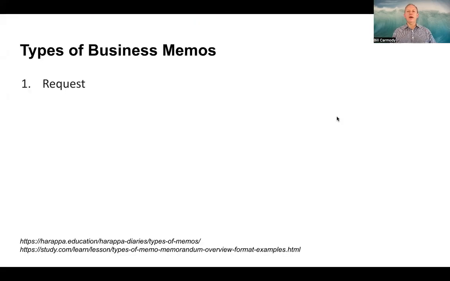The first is a request. Anytime someone wants to make a request inside of an organization, they'll often use a business memo. The request specifies what specifically you are looking for and by when. So you might be looking for office supplies, so you could have a memo that requests office supplies, or you might be requesting additional budget, or additional team members, or you might be making a request for even a meeting. So there's all types of different ways you would make a request inside of an organization. Each of those would use a request memo.